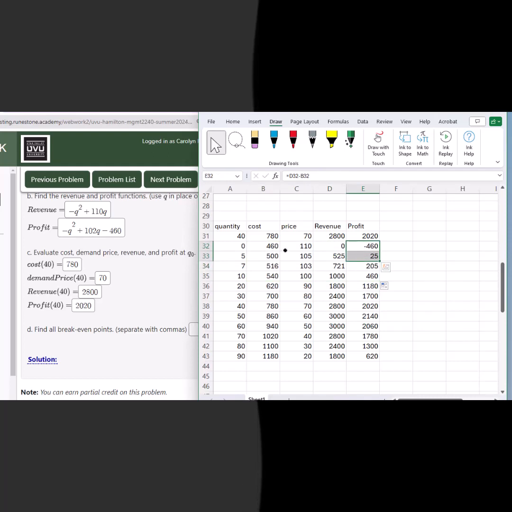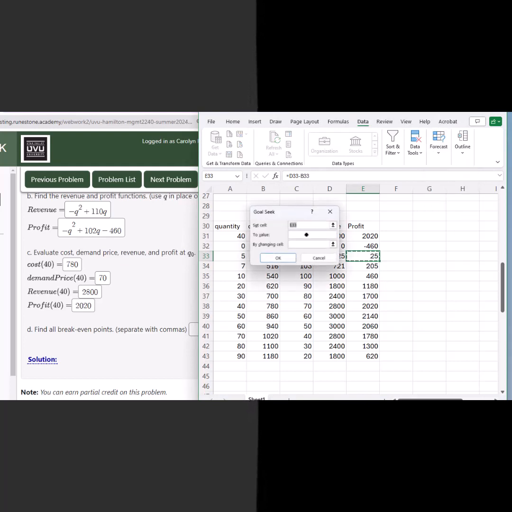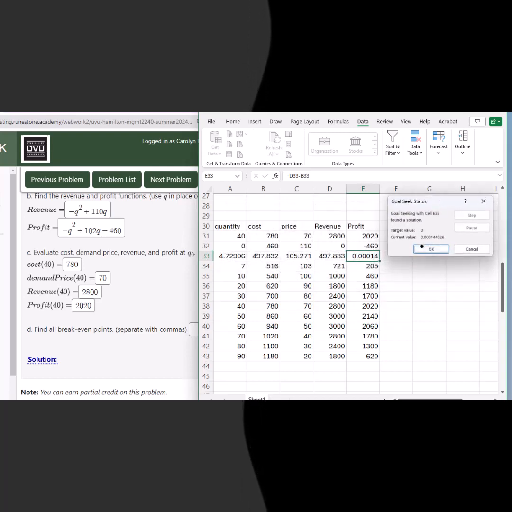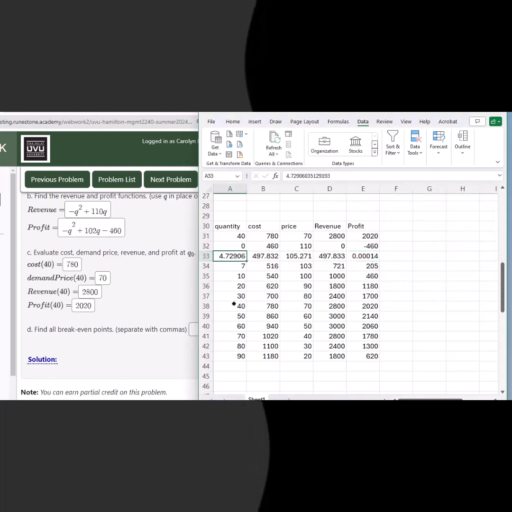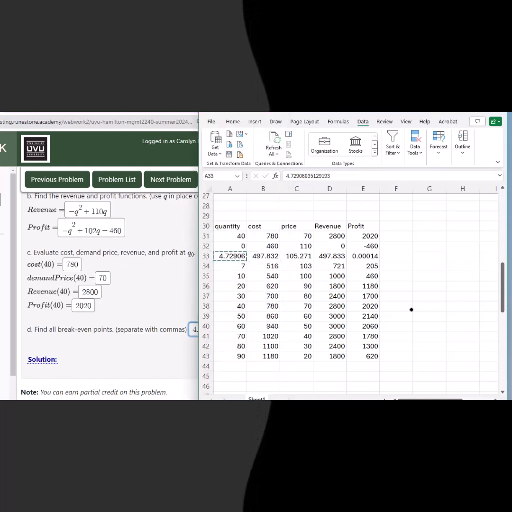Okay, so here I have between 0 and 5, the profit goes from negative to positive. So let me do a goal seek. Take that profit value, set it to 0 by changing the corresponding number of units. 4.729 should be my first break-even point.